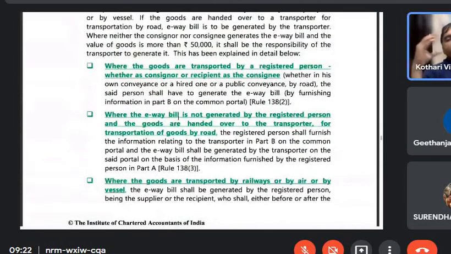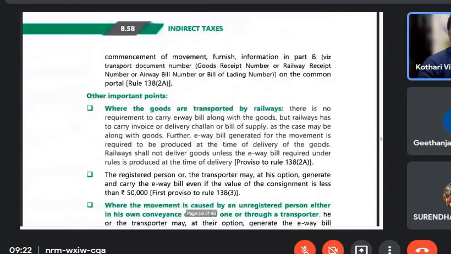So whenever goods are transported by road, before movement, you provide the details of part A and part B. But when the goods are transported by railway or air or by vessel, then part A has to be filled first. Part B can be filled only after receipt of the railway receipt or the airway bill details.